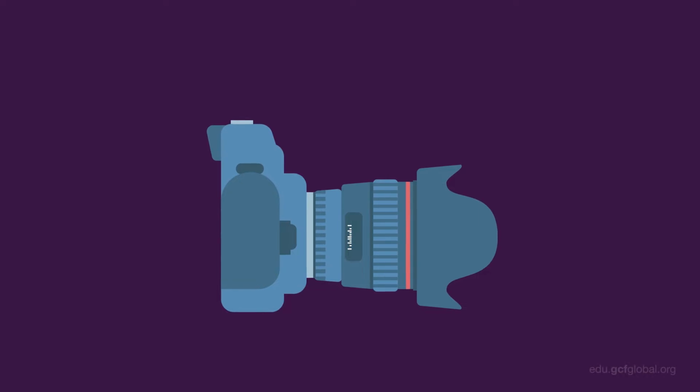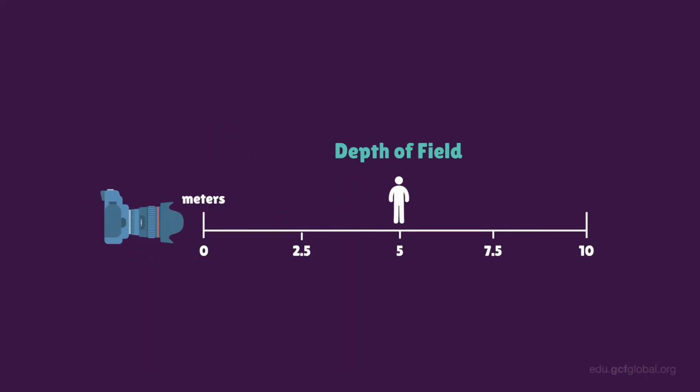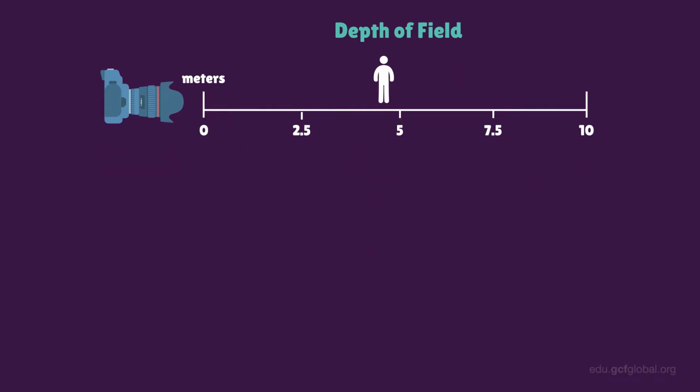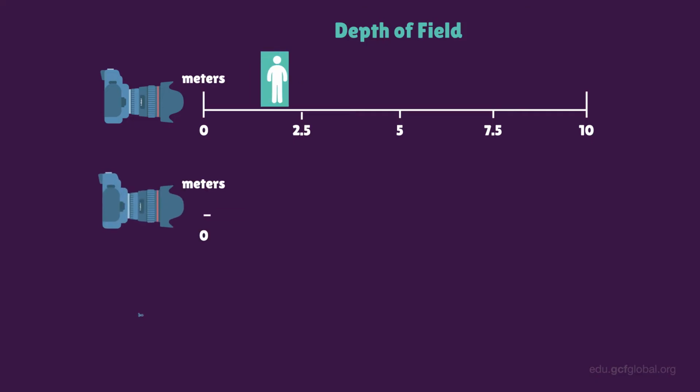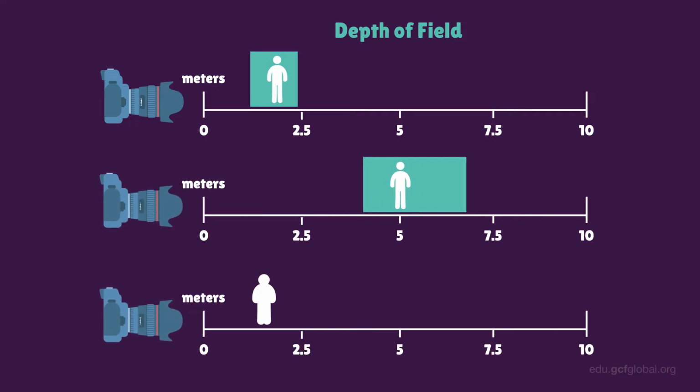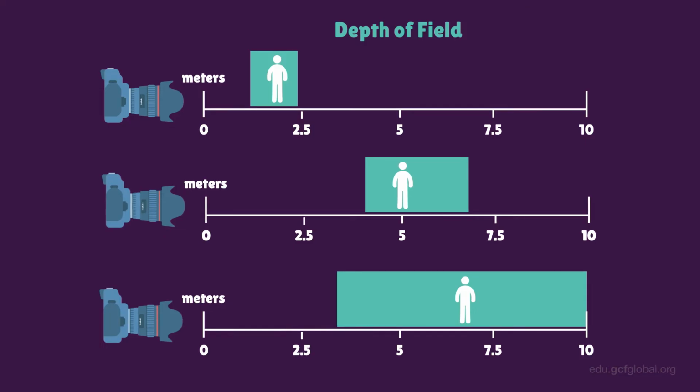Depth of field can also be modified by the distance between the camera and the subject. The shorter the distance, the shorter the depth of field. And the longer the distance, the greater the depth of field.